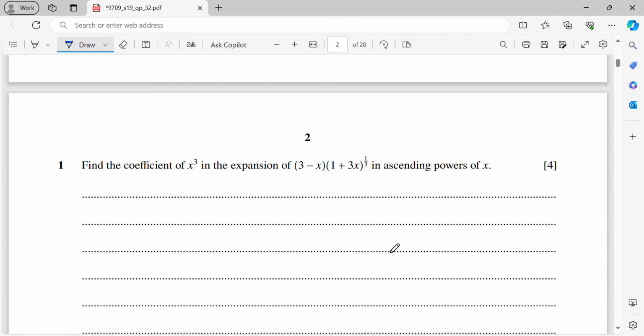For question number 1, find the coefficient of x cubed in the expansion of (3 minus x) times (1 plus 3x) to the power of 1 over 3 in ascending powers of x. Okay, so here I will just rewrite the question, and then I will just do the expansion to get the coefficient, right? So this is 3 minus x.